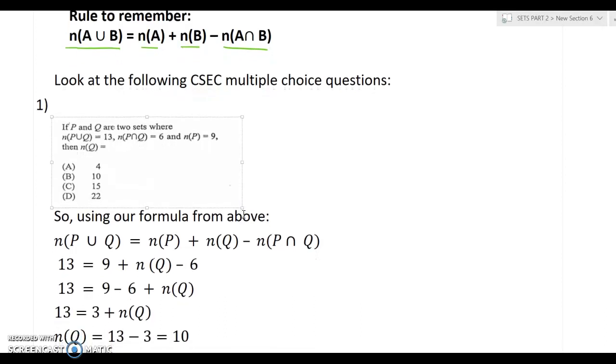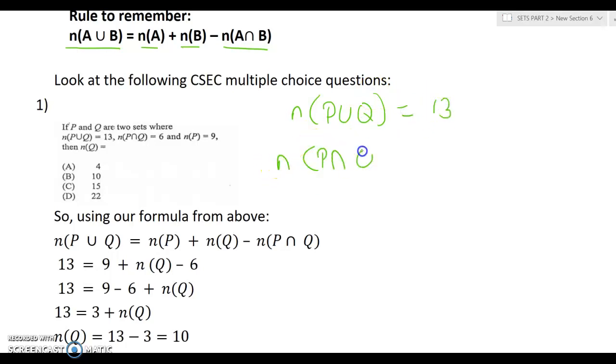Now what it says is that P and Q are sets where the number in P union Q is 13, the number of elements in P intersect Q is 6, and the number of elements in set Q is to be found. Using the formula, all you need to remember is that the number of members in the union is equal to the number of members in the two single sets minus the intersection. So we're just going to put in the values here.